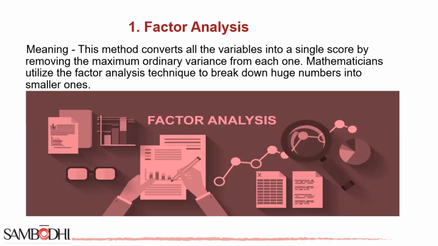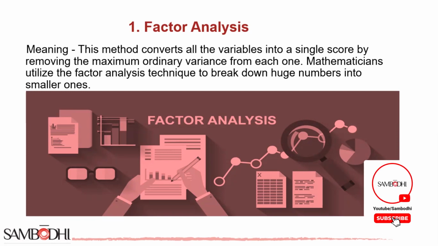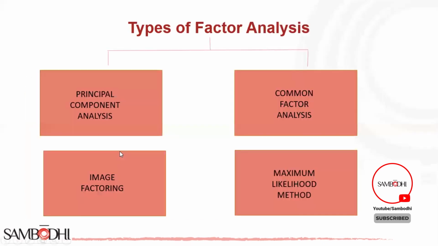This method converts all the variables into a single score by removing the maximum common variance from each one. As I mentioned, mathematicians utilize this technique to break down huge numbers into smaller ones. There are types of factor analysis: principal component analysis, common factor analysis, image factoring, and maximum likelihood method. Firstly, we'll understand principal component analysis.